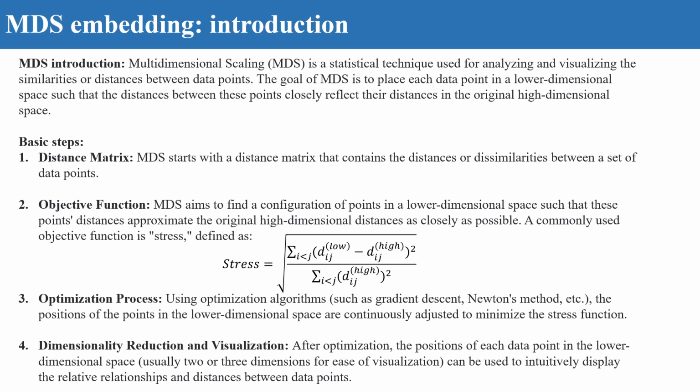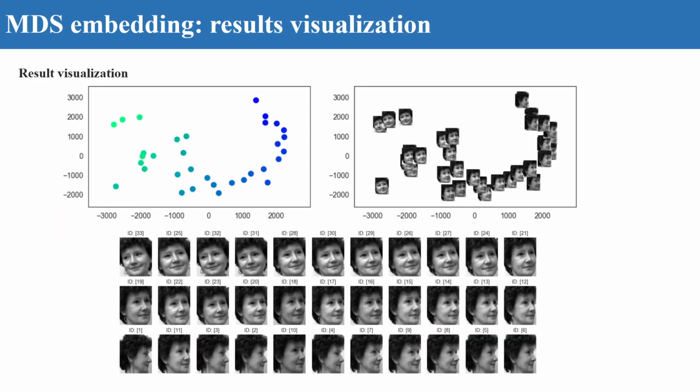MDS starts with a distance matrix that contains the distances or similarities between a set of data points. The objective function of MDS is to find a configuration of points in a lower dimensional space such that these points' distances approximate the original high-dimensional distances as closely as possible. The result shows that the data representation of the third image in the third row is not very accurate.